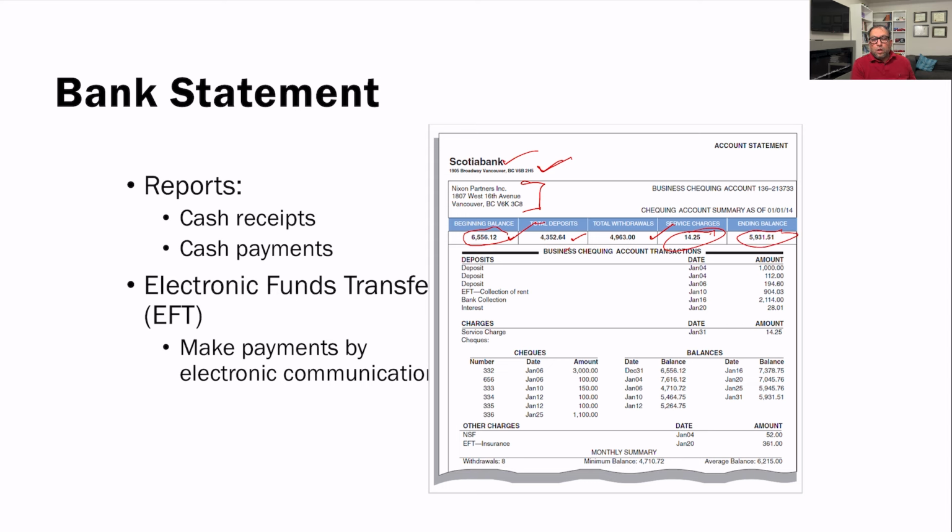And this is the ending balance. They also provide details of the deposits, on what day each deposit was made, and whether there is any electronic fund transfer or bank collection. They also provide details about the withdrawals or payments. There are some other charges, which are NSF and EFT insurance. And we see here that this is our ending balance. This is an average balance, which is just to give you an idea, but that's not important. The important thing is that we have this much ending balance.